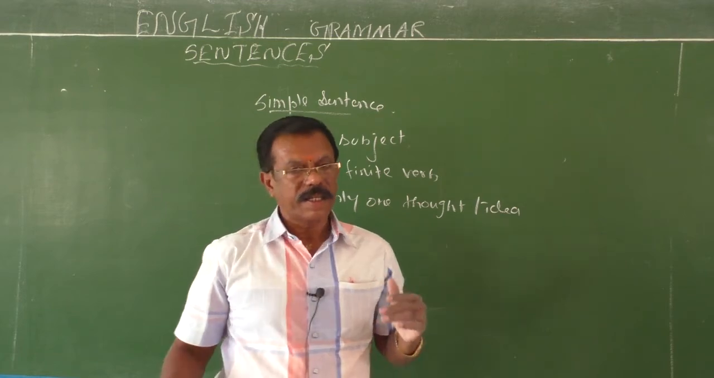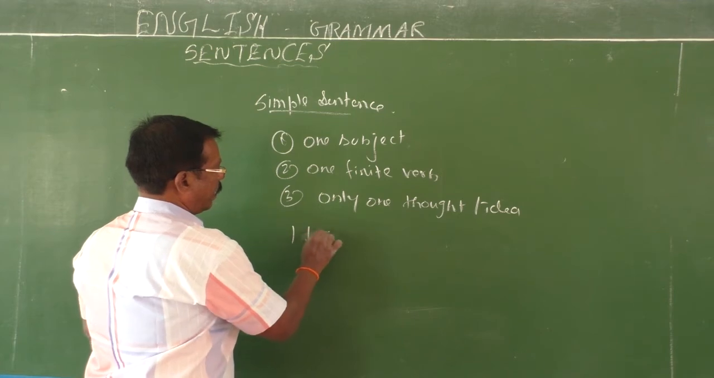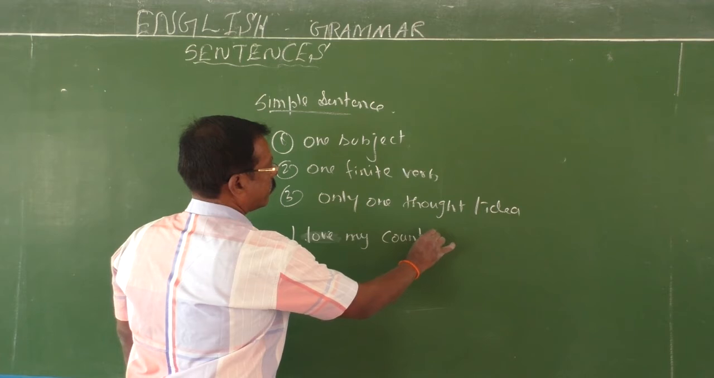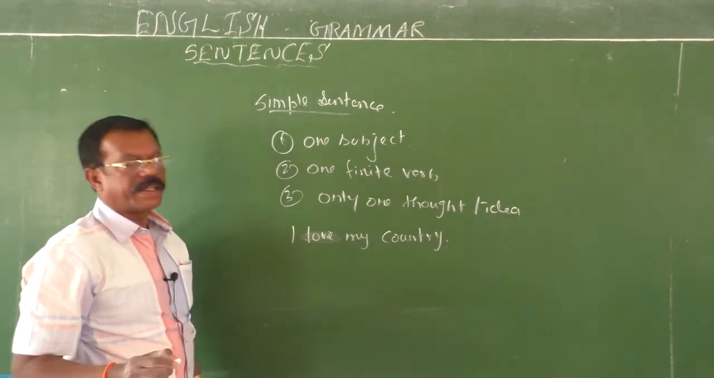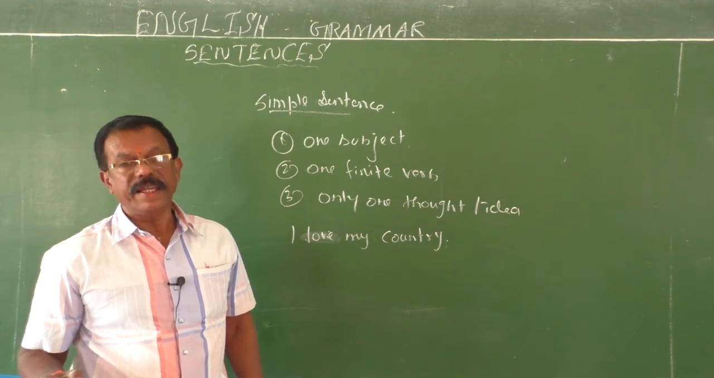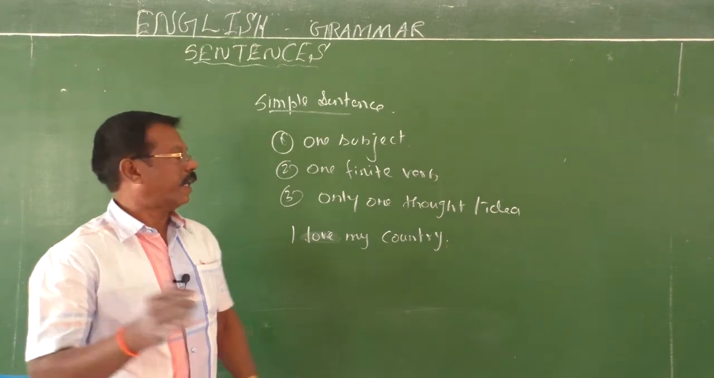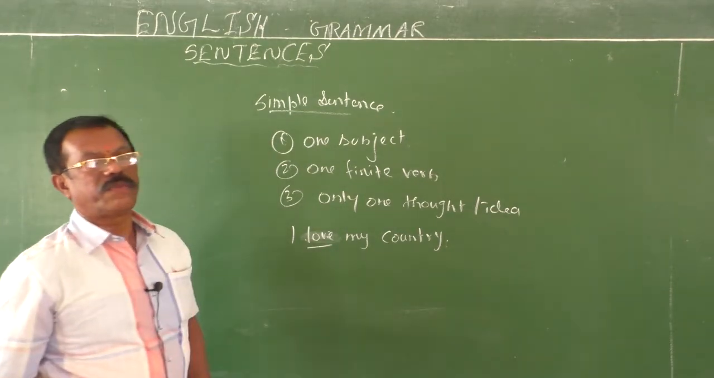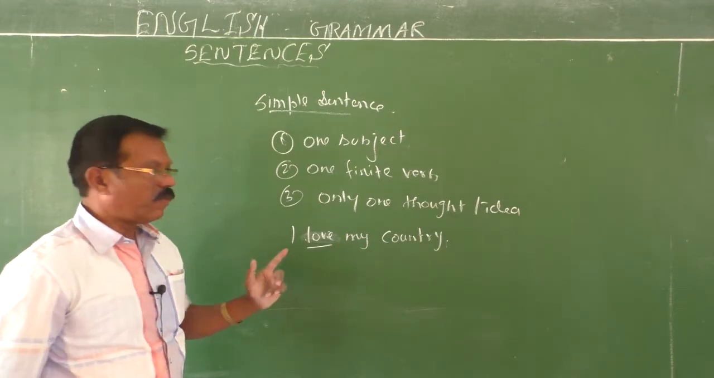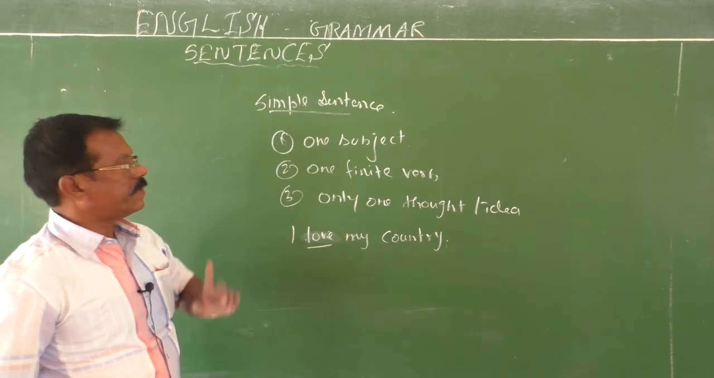For example, I love my country. This is a simple sentence. Example for simple sentence: I love my country. Here, love is a finite verb. This sentence has only one finite verb. It gives you only one main idea. Therefore, this sentence is called a simple sentence.